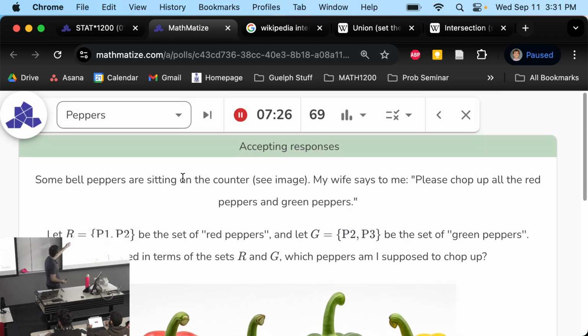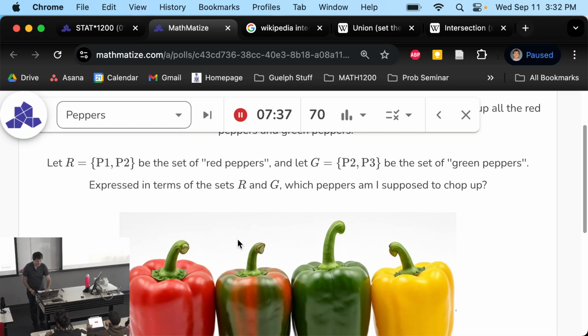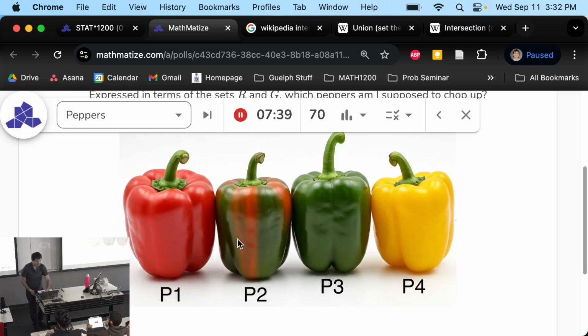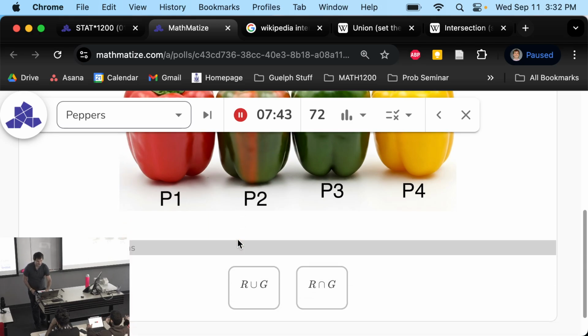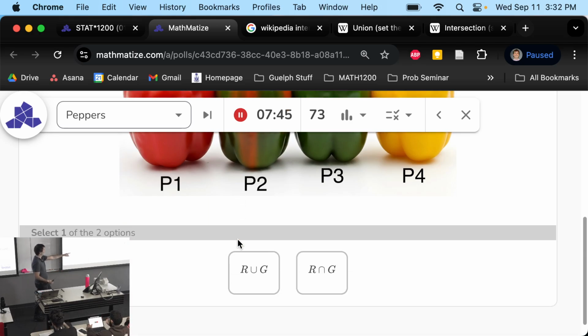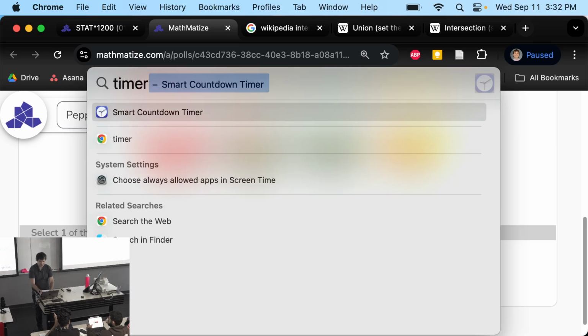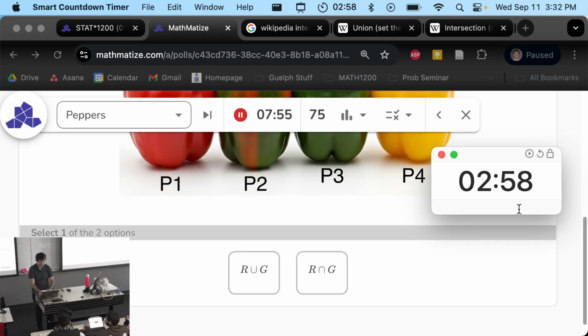So my wife says to me, chop up all the red peppers and green peppers. Which one are we talking about? And I'll write down the definitions for you. That's what we're going to be talking about today. But now you know all the stuff for this problem. You know what we did last time. What is the answer? Can you express what we want to do with these peppers in terms of either a union or an intersection? I'll give you like 2 minutes to do that. I'll write down those definitions, and then we will come back together and go from there, okay? So go ahead and work on those.